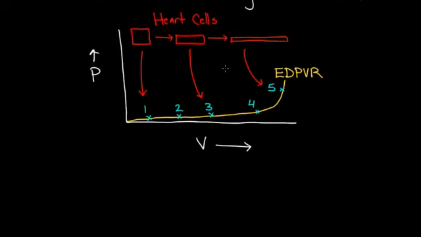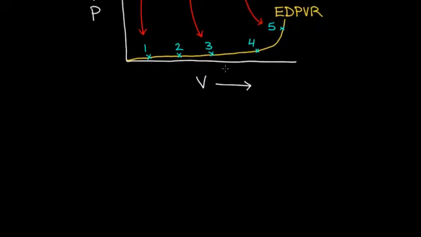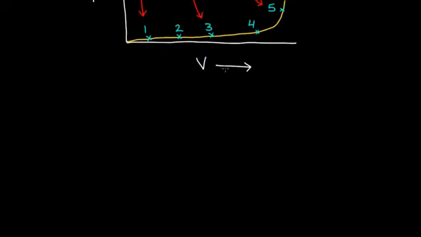And this is something that Frank and Starling thought about, and that's what I want to kind of jump into next. So just think about these 5 points, 1, 2, 3, 4, 5, and we're going to go kind of point by point through them each. So let's start with point 1. And here in point 1, you've got very little preload, right?